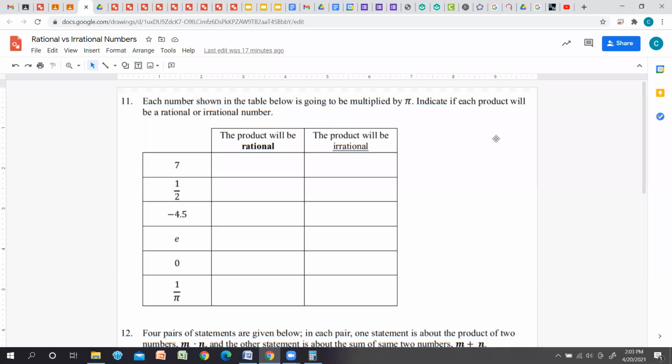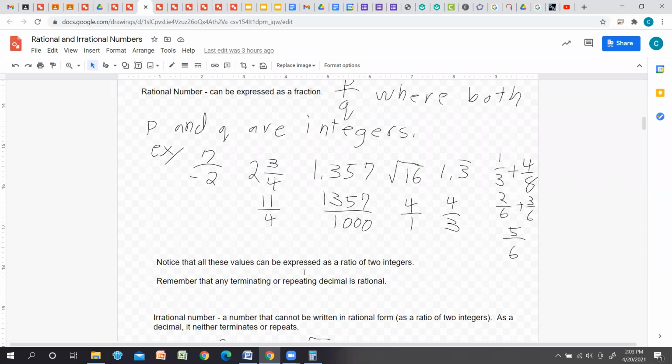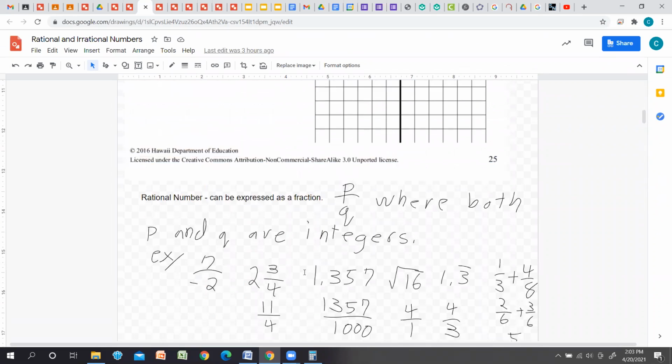Good morning. For this assignment, you'll be working on rational and irrational numbers. So instead of doing example problems, I'm just going to go over the notes. Again, these are posted so you can review these, but just an overview, right?